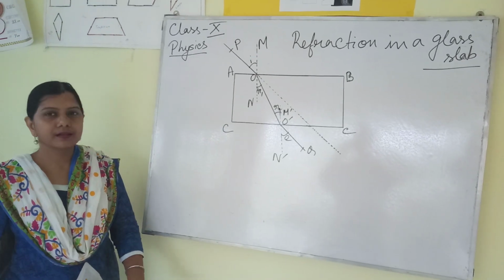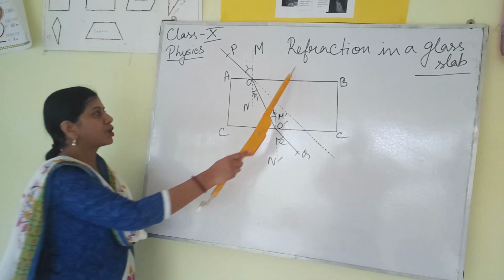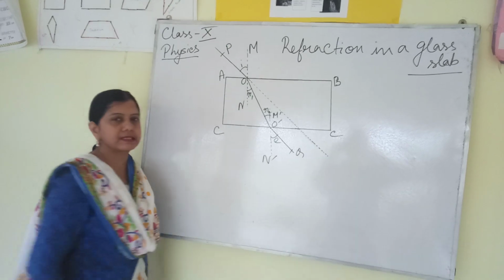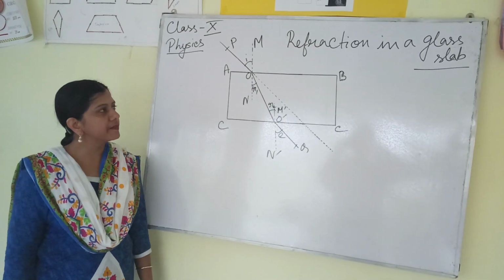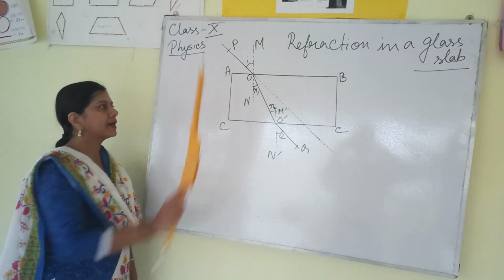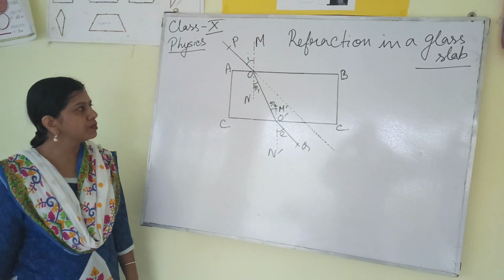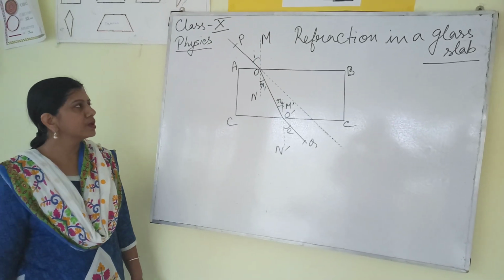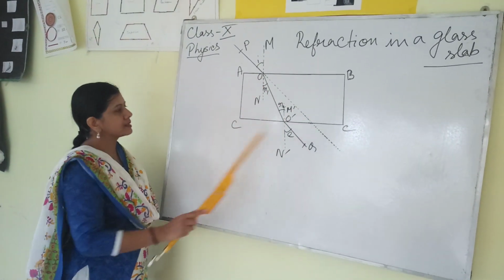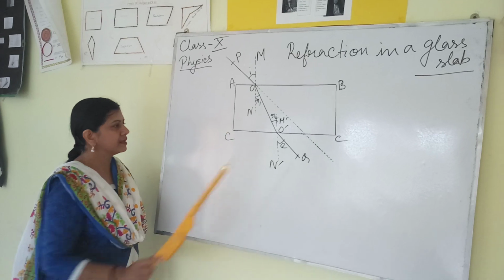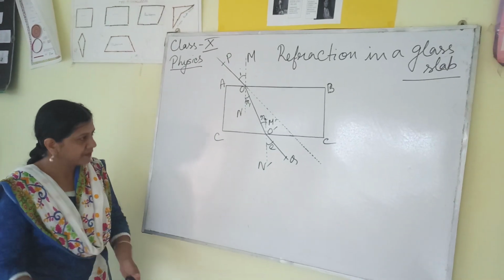Today I am here to explain the topic of refraction in the glass slab. You have already got the study material regarding refraction. I told you to learn this from the book, but I thought that you need a little bit of explanation for it. Now this one is the glass slab ABCD, which is rectangular.